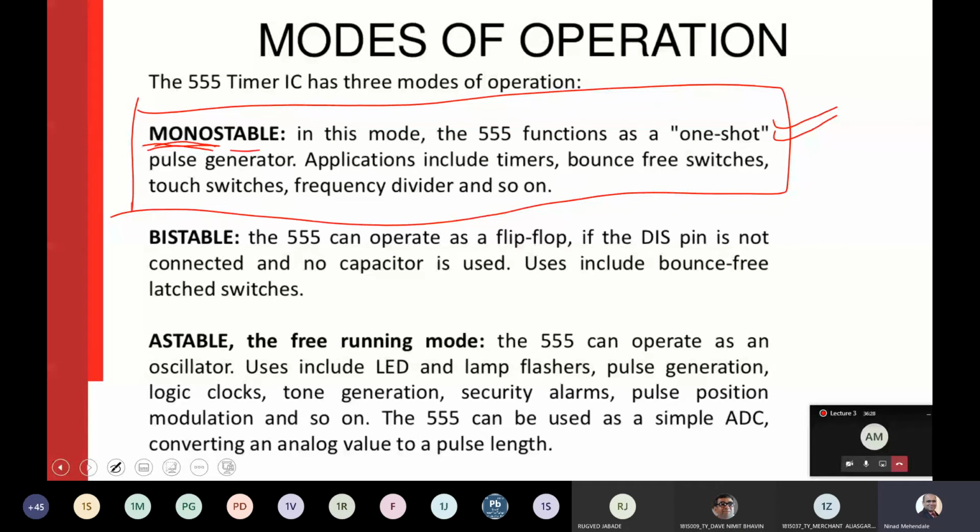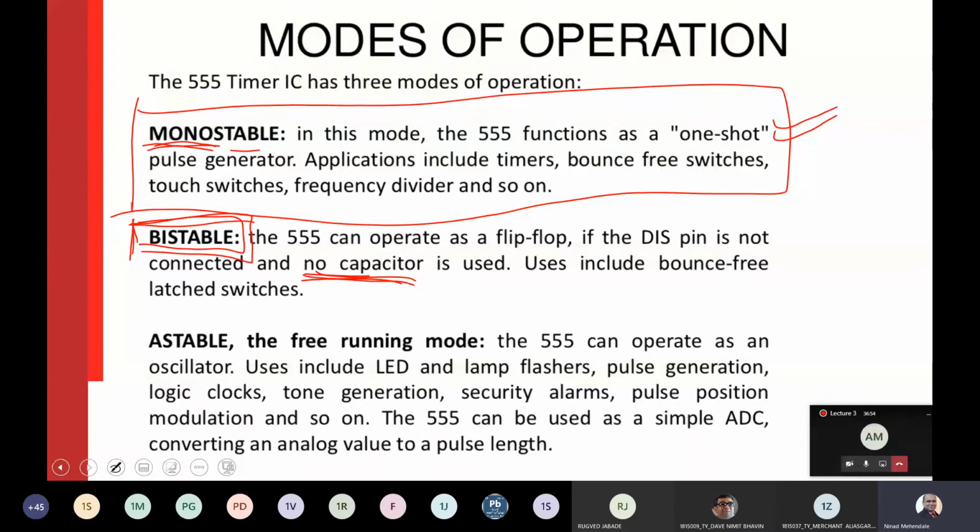Then comes bistable. This has kind of no memory. Whatever you say, it will do that. So when you say logic go high, it will go high and remain there. Whenever you say logic go low, it will go low and remain there. And remember, generally bistable cannot have any dynamic element, so there is no capacitor used in bistable mode.